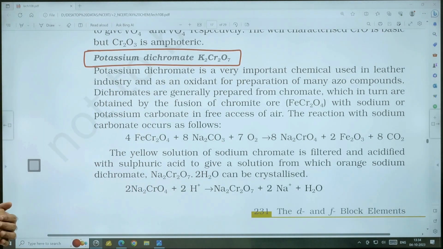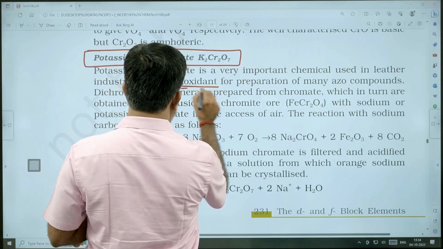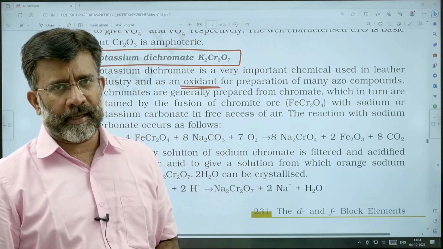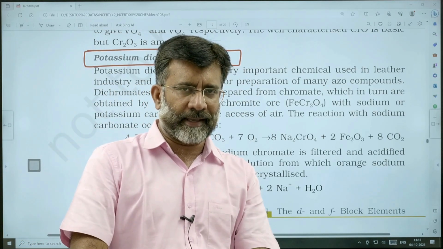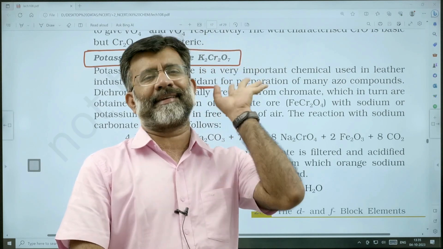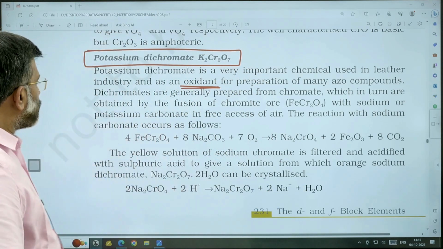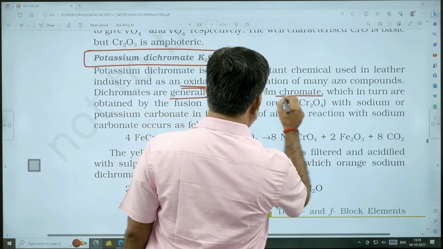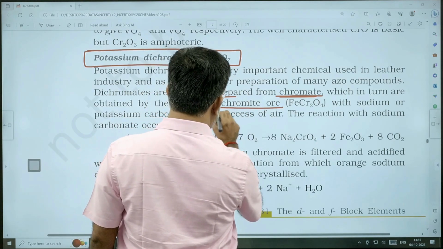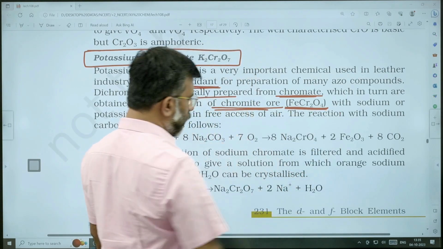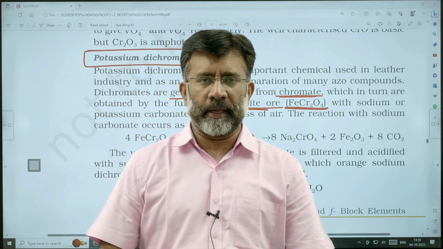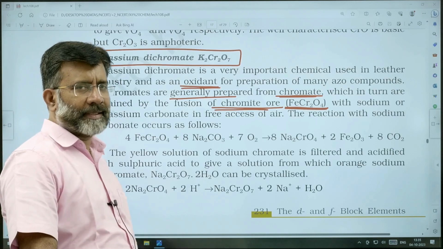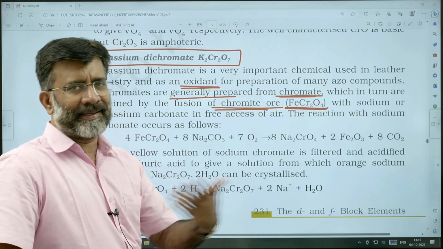Potassium dichromate is a very important oxidizing agent, a very important laboratory reagent, and a very important industrial reagent also. How is it prepared? It is generally prepared from chromite ore, FeCr2O4, basically a mixed oxide, FeO dot Cr2O3.